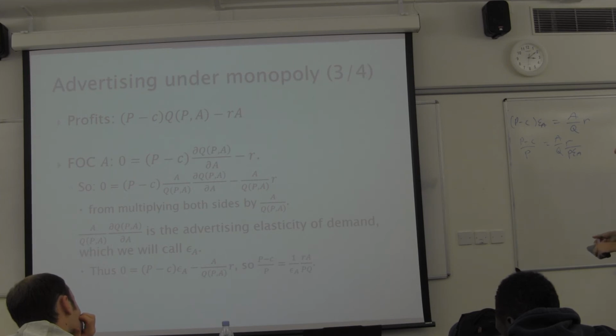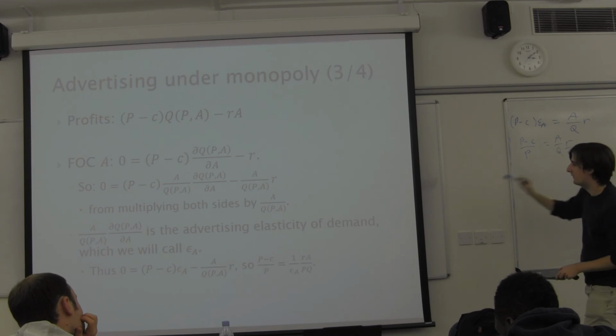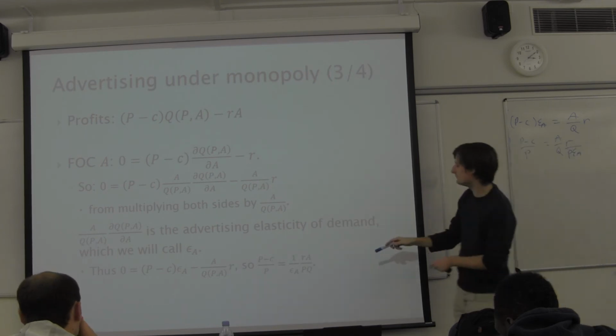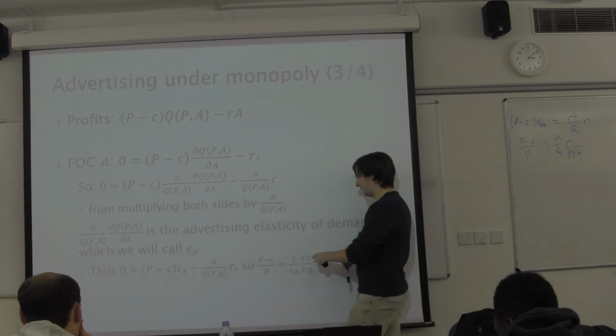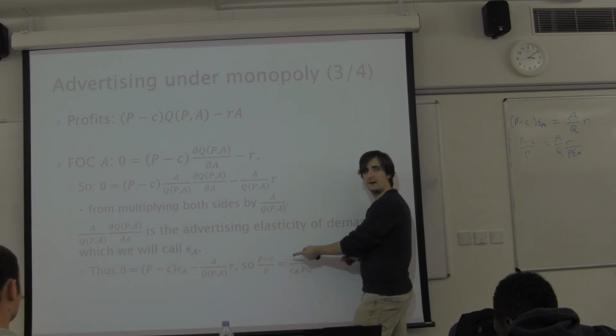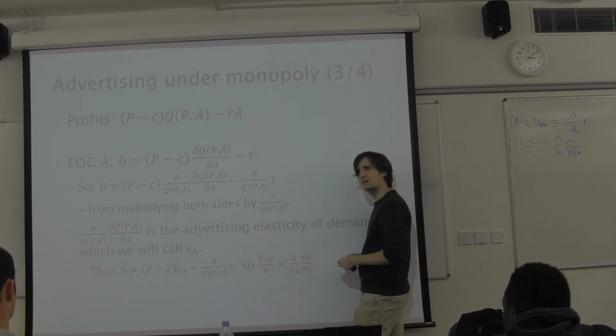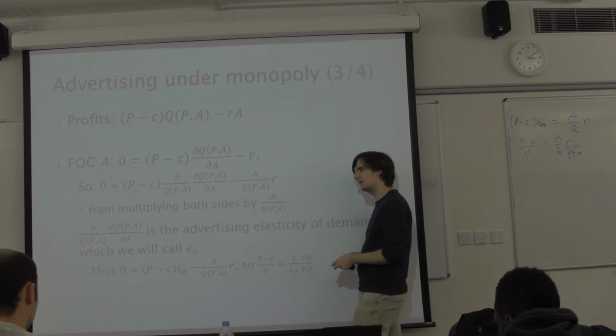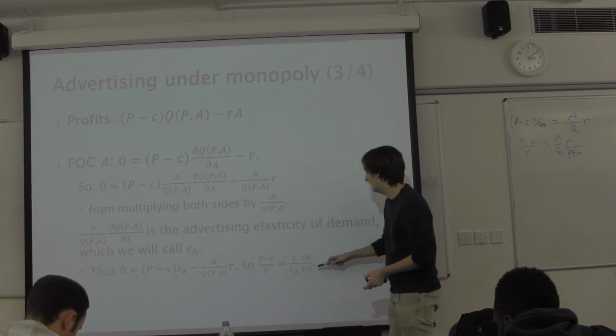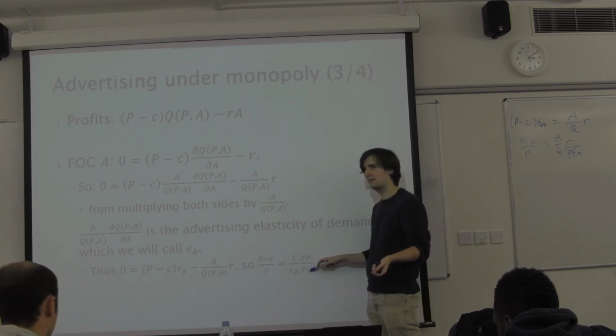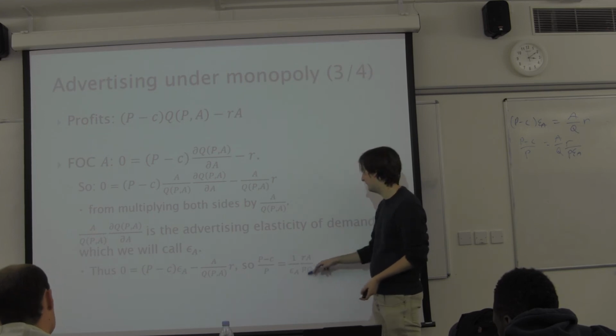And that's what's on the board. Okay, so let's just say this one. What we have here is R times A. What's R times A? What does that mean? Yeah, total expenditure on advertising. And P times Q is, we know, total revenue.